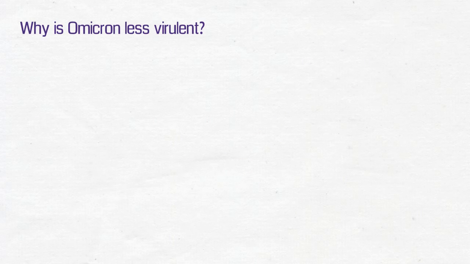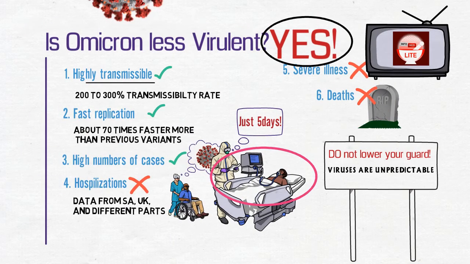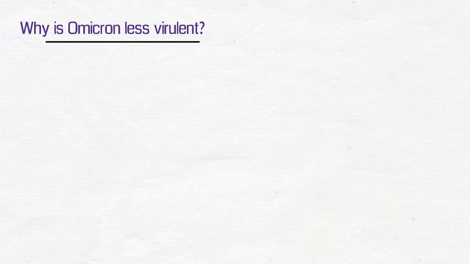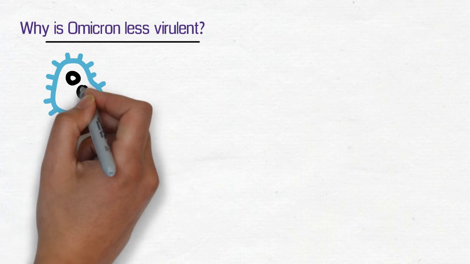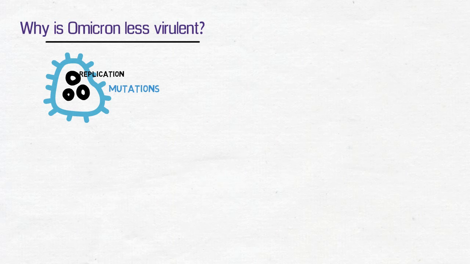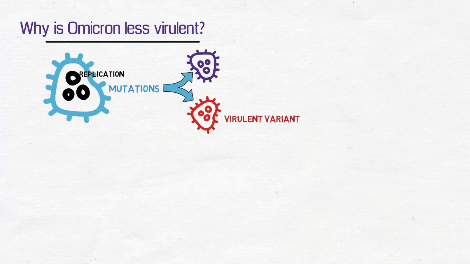Why is Omicron less virulent? Let us tackle this question. Yes, it is highly transmissible. Yes, the replication is very fast, but why is it less virulent? The process of making copies occasions mutations, and some of these mutant copies may weaken the virus, and it appears to have been the case for Omicron.